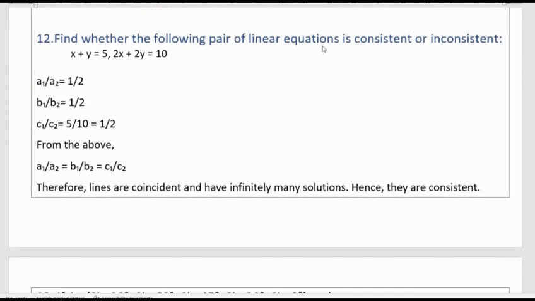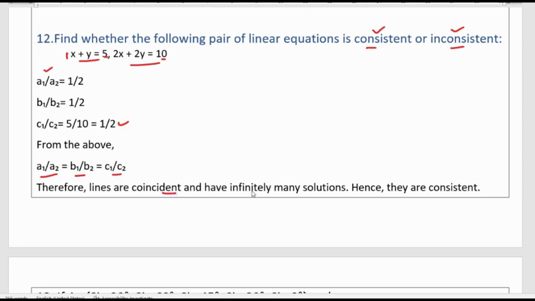Find whether the following pair of linear equations is consistent or inconsistent. To prove it is consistent or inconsistent, we have to compare the ratios of the coefficients of these two equations, students. So a1 by a2 is nothing but, if there is no coefficient, we have to assume it as 1. So a1 by a2 is 1 by 2, b1 by b2 is also 1 by 2, c1 by c2 is 5 by 10, which is also 1 by 2. So clearly a1 by a2 is equal to b1 by b2 is also equal to c1 by c2.